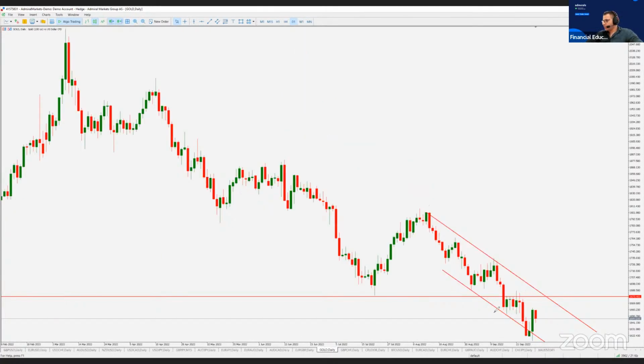Gold came back to this level. Maybe on the 4 hours, 1 hour, we can see some short positions.